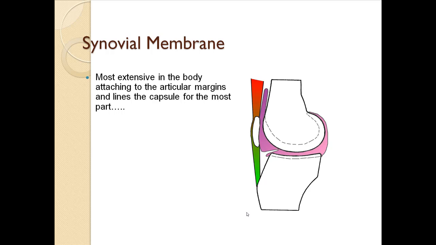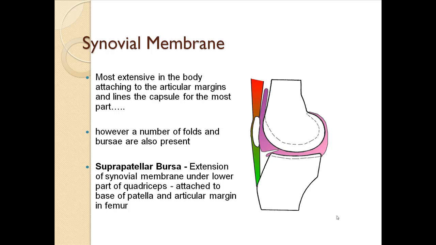The synovial membrane of the knee joint is extremely extensive. It's the most extensive synovial membrane that we have in the body. The reason being that we have a number of folds in the synovial membrane. And just like any other synovial membrane, the synovial membrane attaches to the articular margins of the patella, the femur, and the tibia, and lines the inner surface of the capsule.